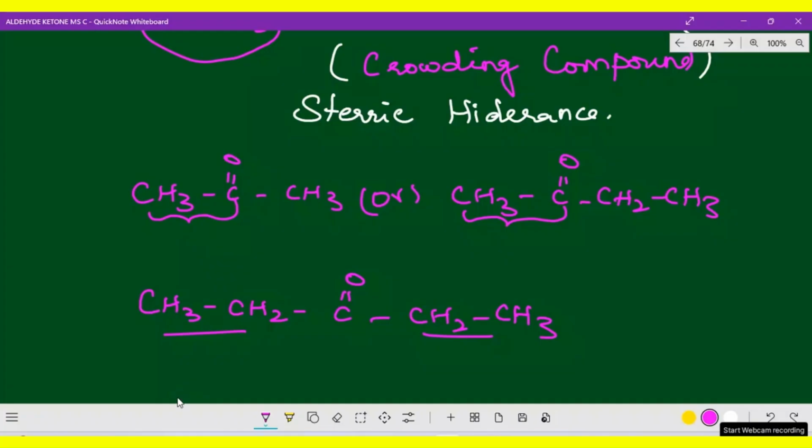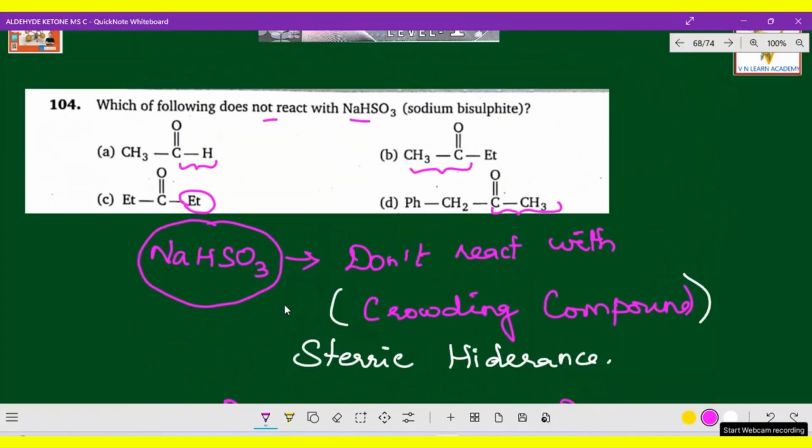So sodium bisulfite will not go and react, right? Because too many substituents are available, it will get affected by them. That means steric hindrance, so it will not go. Which one does not react? Sodium bisulfite. So this will be the correct option, the one which does not react with sodium bisulfite. The diethyl keto group will not react with the sodium bisulfite group.